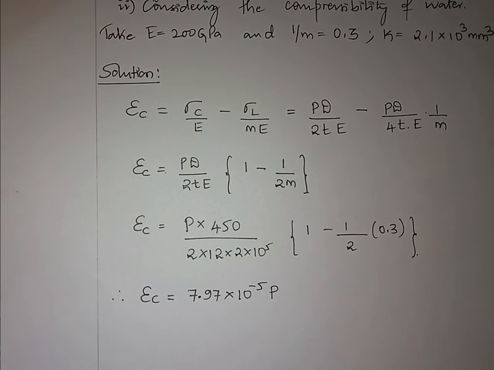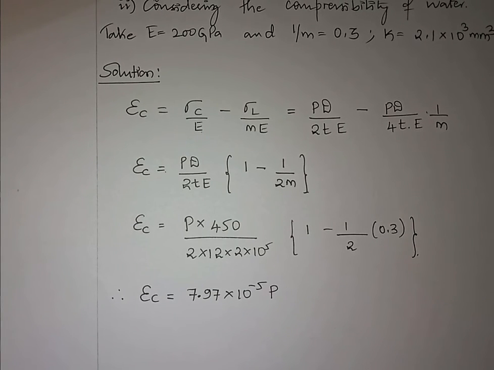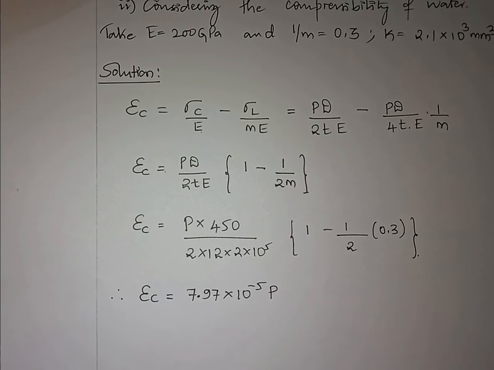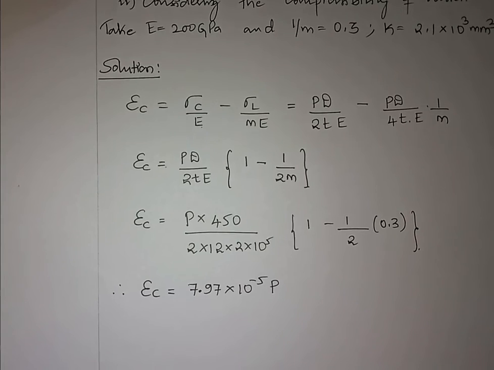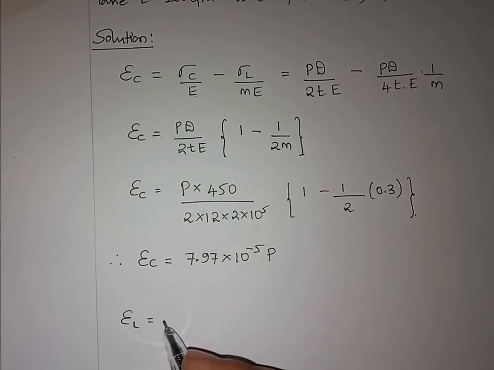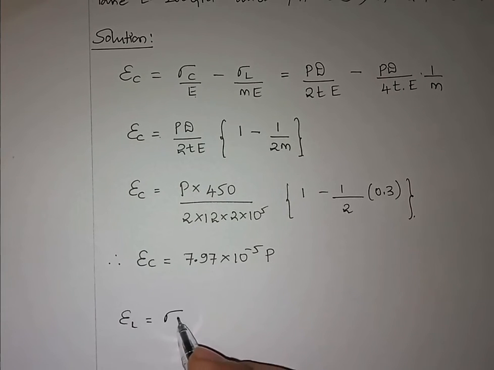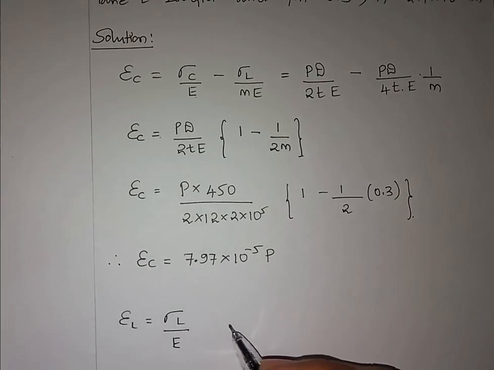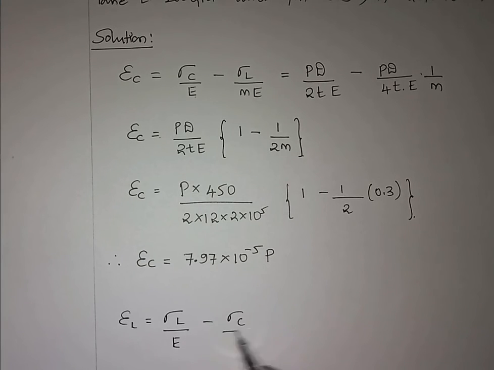Right, now after writing the expression for circumferential strain, I got the value in terms of pressure. Similarly, you need to calculate the longitudinal strain. So longitudinal strain is given by sigma L by E minus sigma C by m.